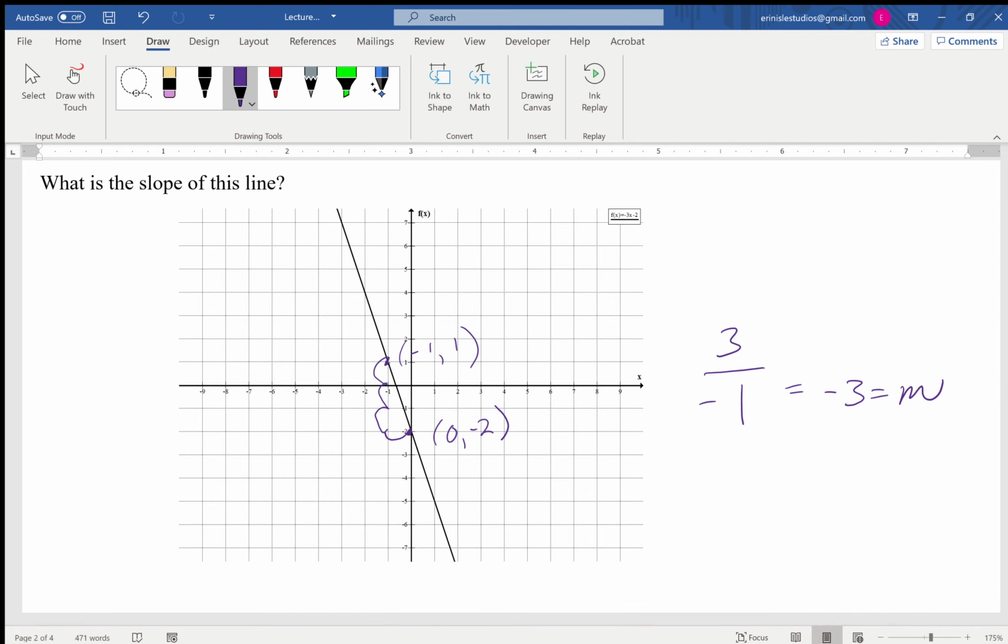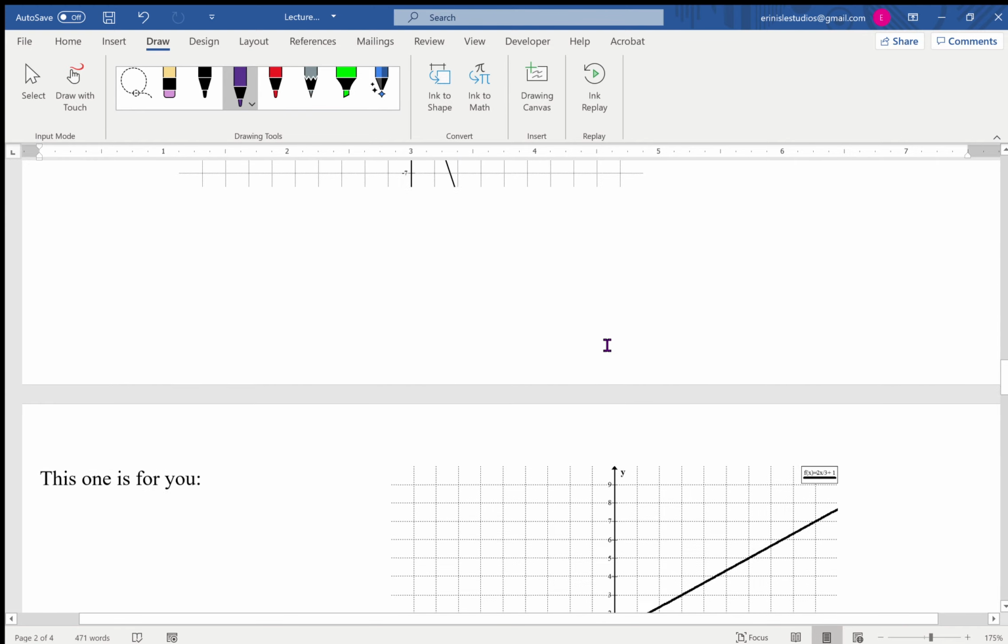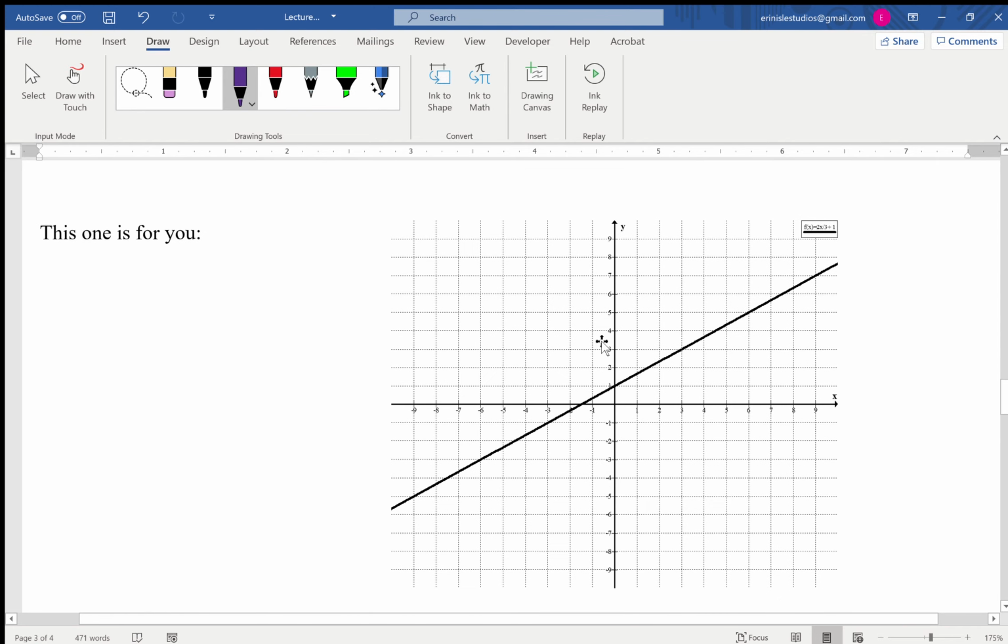Now, if I had done it the other way, I could have done 1 minus a negative 2 over negative 1 minus 0, which would have given me plus a positive 3 over negative 1, which is what I had up above. So it's the same thing. That's how it works. Now, you go off and do this one. I'm going to give you a few minutes. You try it, and then we'll see if you got it right, and we'll explain it.